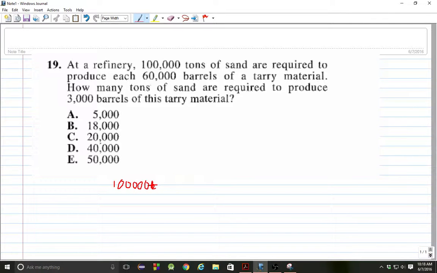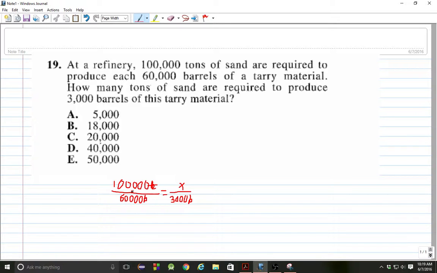Sorry, even I make mistakes. Over 60,000 barrels equals the proportion of X tons over 3,000 barrels. So X over 3,000 essentially. And we just have to solve this.